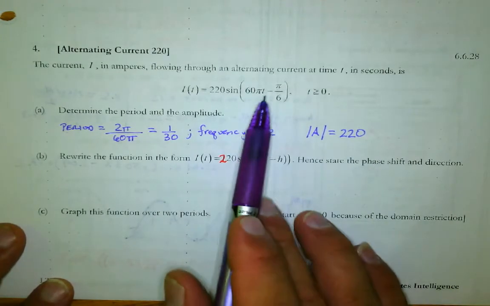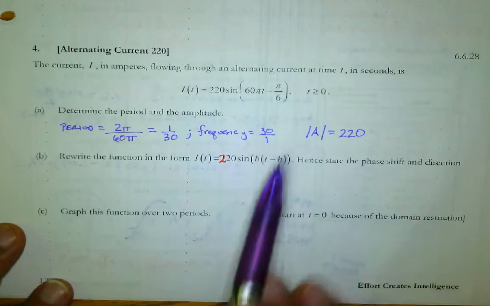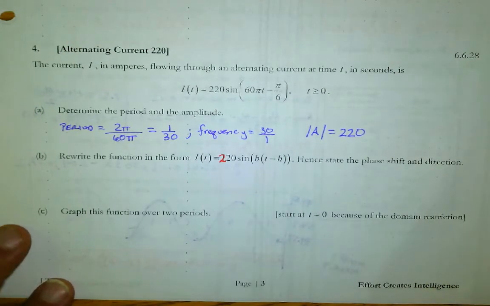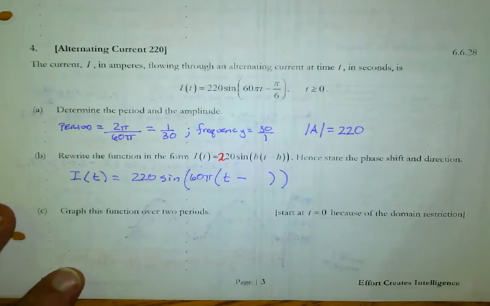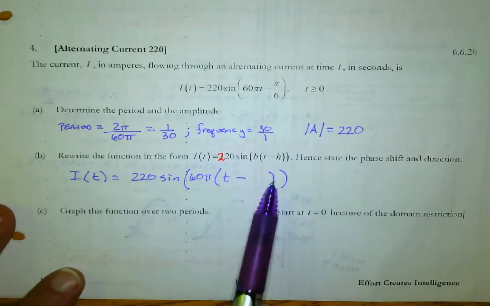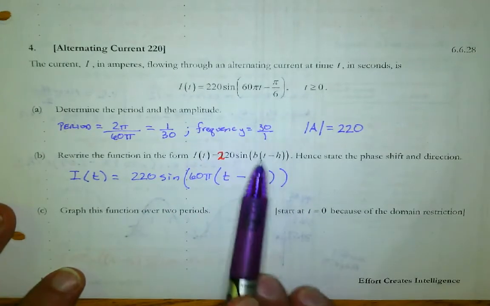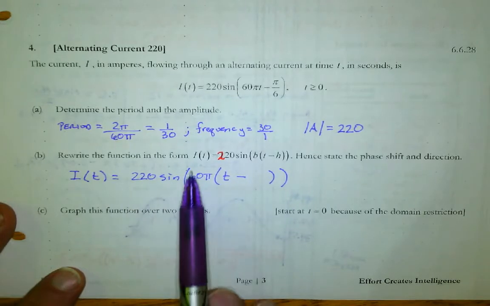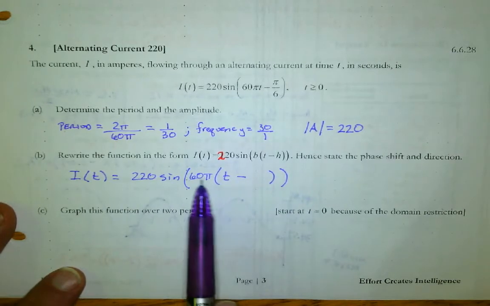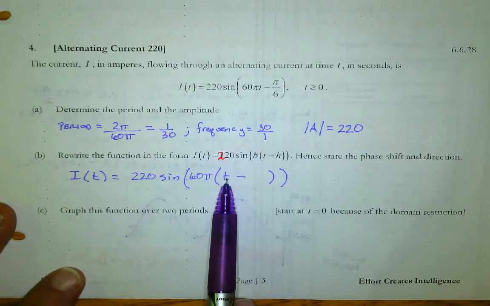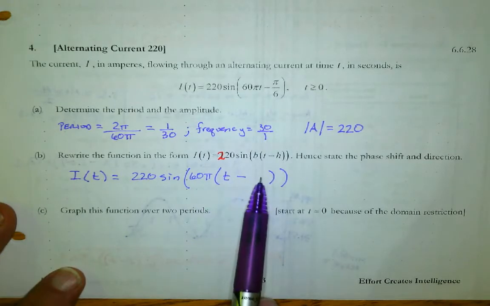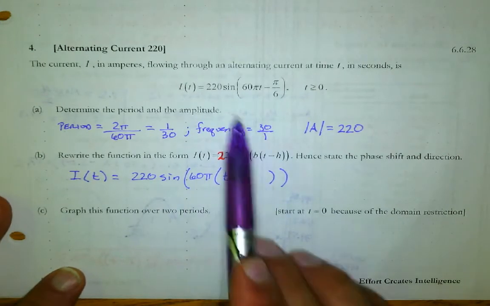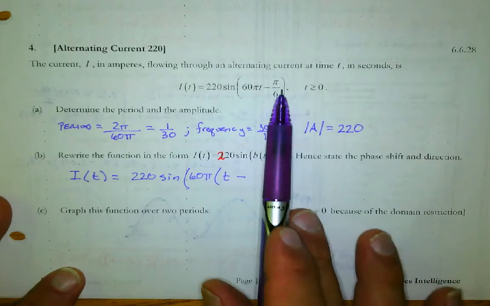So notice that here I have it written in this form, but here I have factored out the coefficient of t. So what's that going to look like? What that's going to look like is this form. We're going to take that coefficient of t and factor it out. So we're going to have 220 sine, parentheses, representing my angle, 60 pi, parentheses, for this t. Now I need to figure out this number. In essence, we need to figure out what number times 60 pi will give me pi over 6.